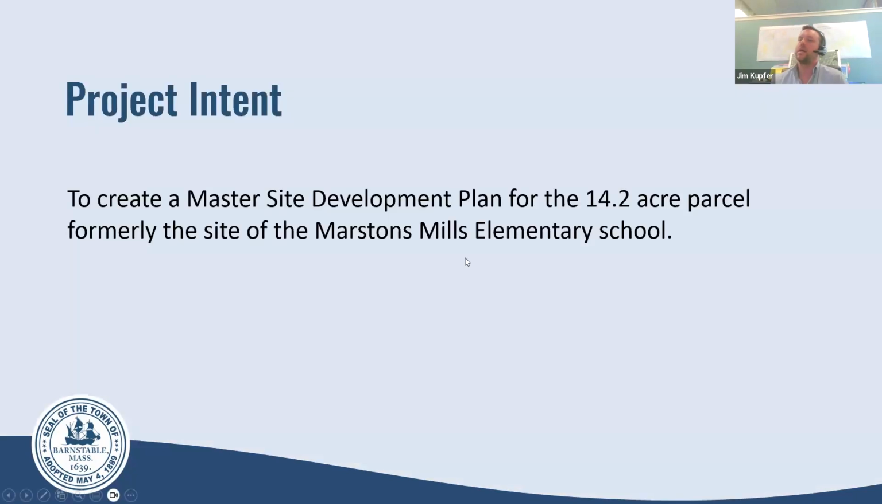There have been a lot of starts and stops with this project over the past decade or so. The project intent here this year, 2024, is to create a master site development plan for the 14.2 acre parcel, formerly the site of the Marstons Mills Elementary School. That's the plain English of what we're looking to do: eventually create a master site development plan for this large parcel.